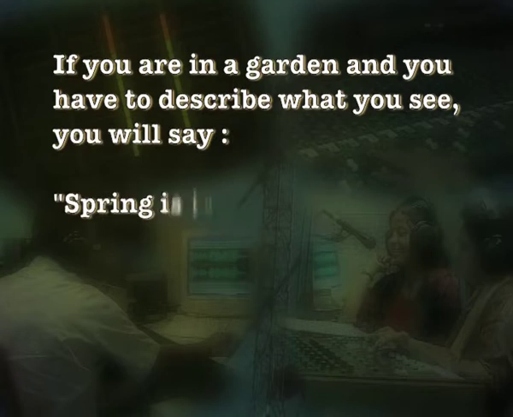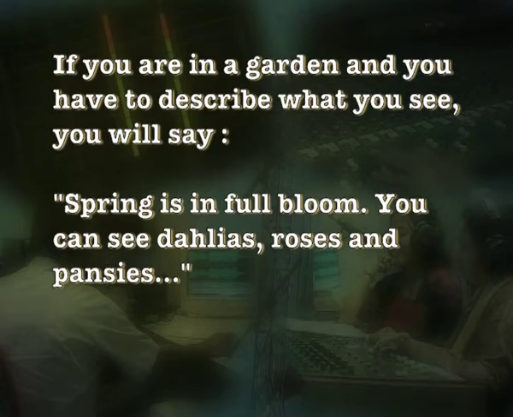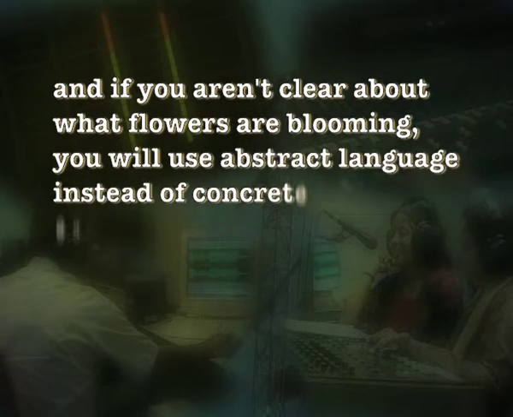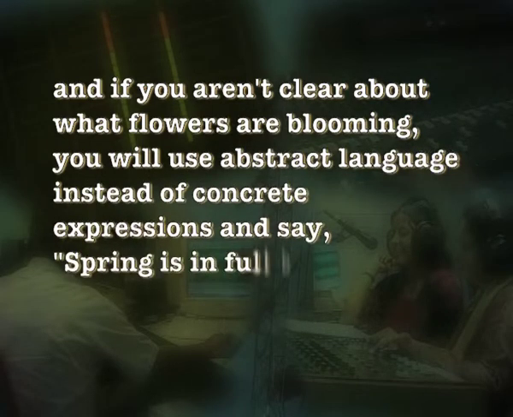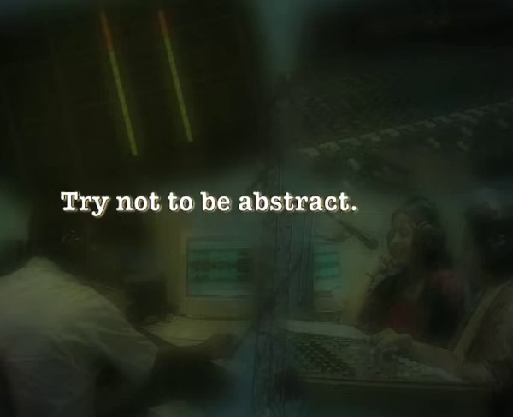For example, if you are in a garden and if you have to describe what you see, you will say, spring is in full bloom. You can see dahlias, roses and pansies. And if you aren't clear about what flowers are blooming, you will use abstract language instead of concrete expressions and say, spring is in full bloom. There are different flowers all around. Try not to be abstract.